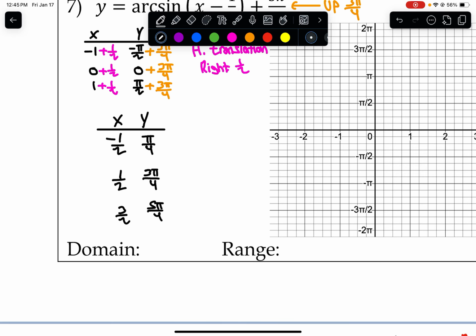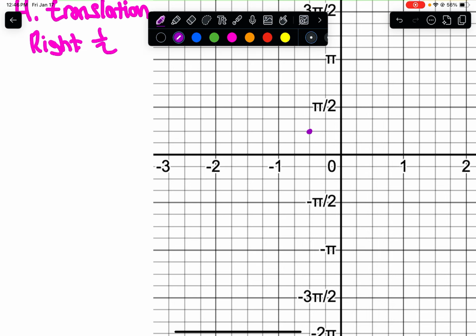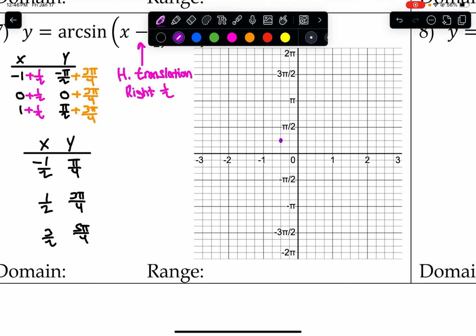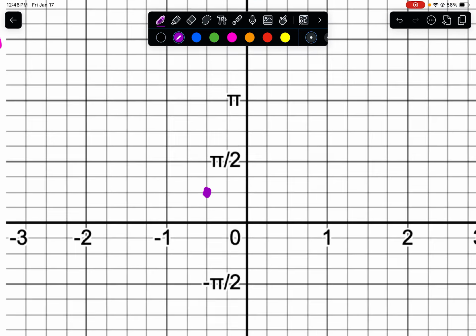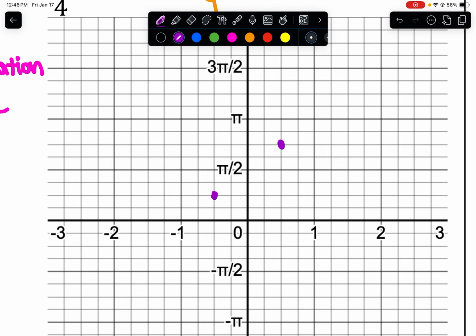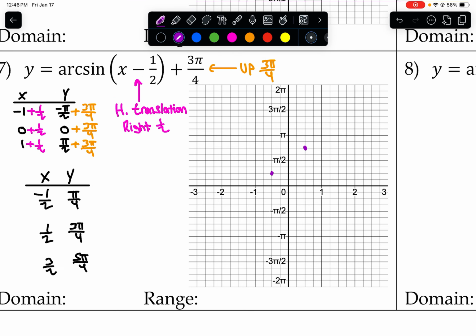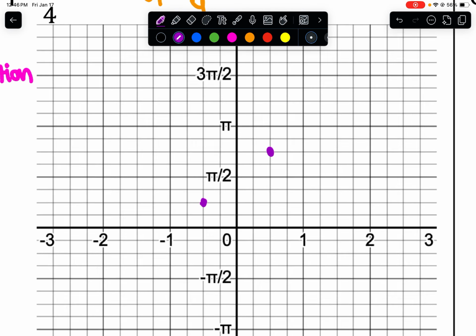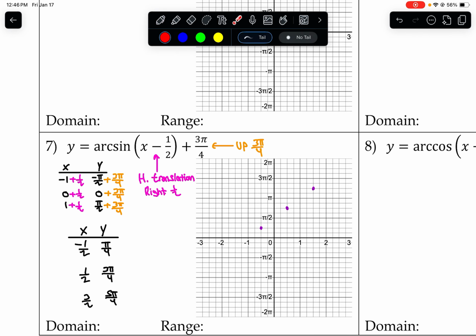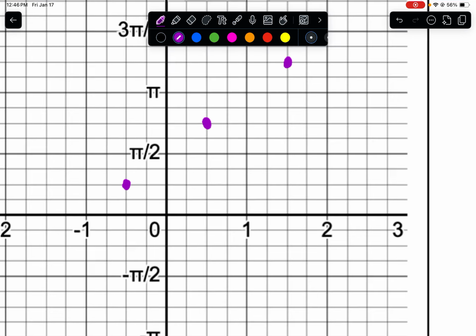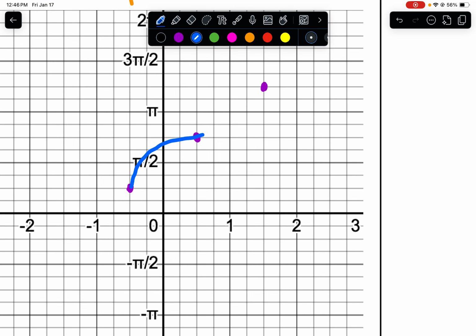Okay, so now I'm going to go ahead and plot these points. So we're going to have negative 1/2, comma pi over 4. Okay, and then we're going to have 1/2, comma 3 pi over 4. Just going to put this over here. And then we're going to have 3/2, which is 1.5, and then 5 pi over 4, which puts us right here. So it's collinear, so we're good. So with inverse sine, your graph is going to start concave down and then go concave up. So I know my graph is going to look like that.